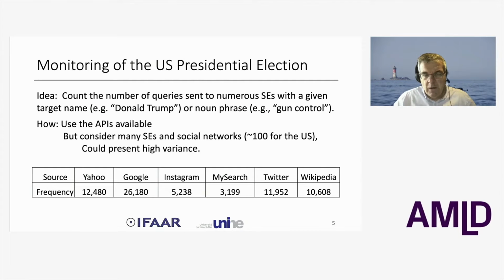Let's take an example. Each day, we look with this API how many requests with Donald Trump appear in, for my example, Yahoo, Google, Instagram, MySearch, Reuters, Twitter, Wikipedia, etc. So you have this count per day, and we can, in this case, take an average if you want, or just the sum of these to have the number of queries sent by US citizens in this case, looking for an interest of the given person or topics.